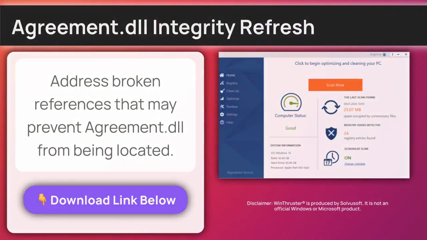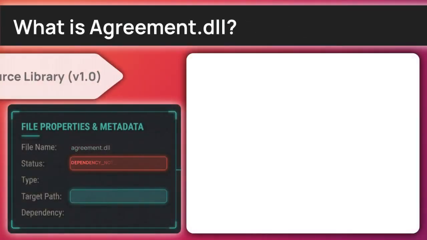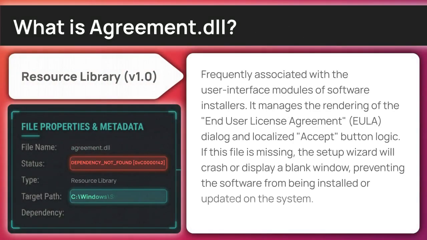This is the Agreement Library, frequently associated with the user interface modules of software installers. It manages the rendering of the End User License Agreement, EULA, dialog, and localized accept button logic. If this file is missing, the setup wizard will crash or display a blank window, preventing the software from being installed or updated on the system. Understanding the file's role is a great start.